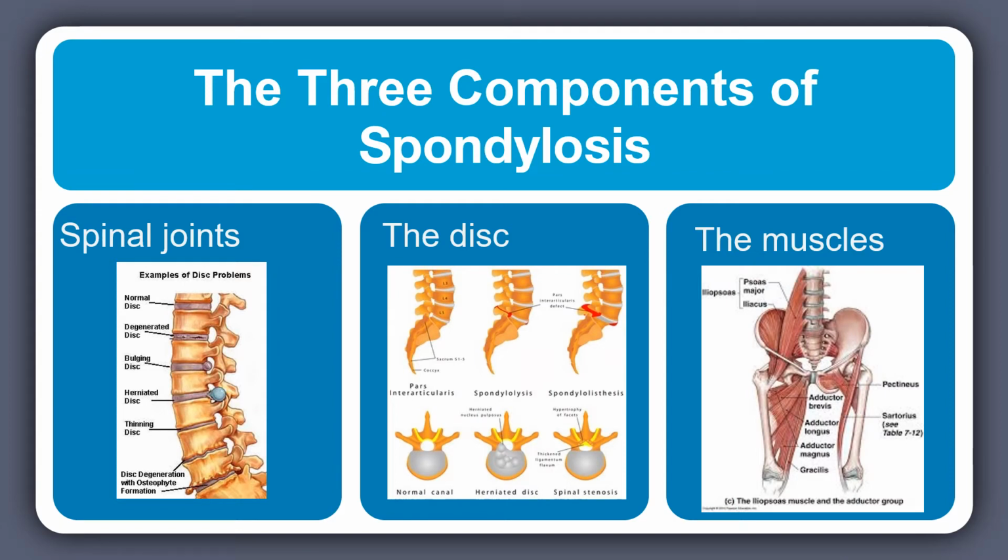So the 3 components of spondylosis are the spinal joints. You can see in the image there the osteophyte formation, that sort of thing. The second is the disc itself, usually an indicator of spondylosis. And then the muscles, which are really like rigging wires for the spine. If there is any damage or any problems in the spine, then those muscles are going to be working overtime, and so they play a big role in this as well.